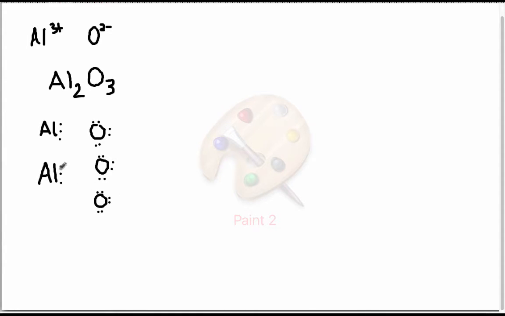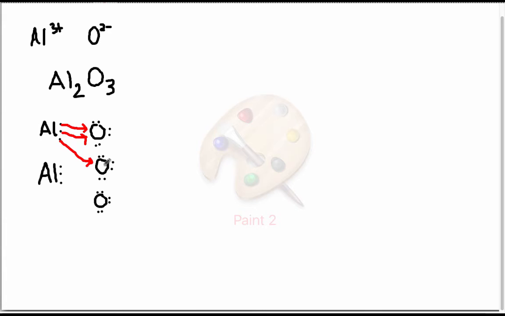Okay, so our aluminium has three electrons. Our oxygens have 6 electrons. Now we draw the arrows to show the passing of electrons from the aluminium metal to the oxygen non-metal. So the aluminium gives 2 electrons to the first oxygen, and 1 electron to the next one.